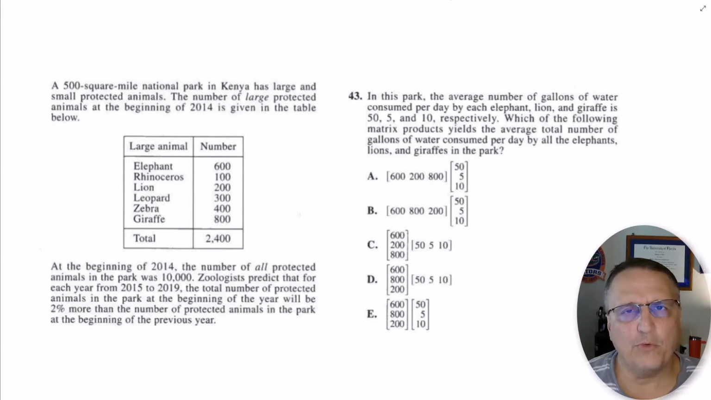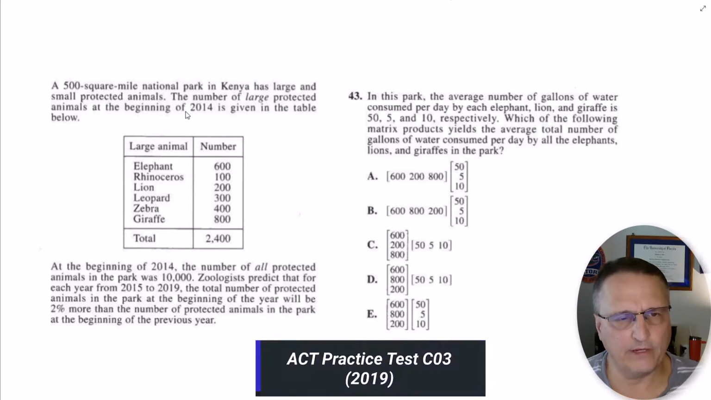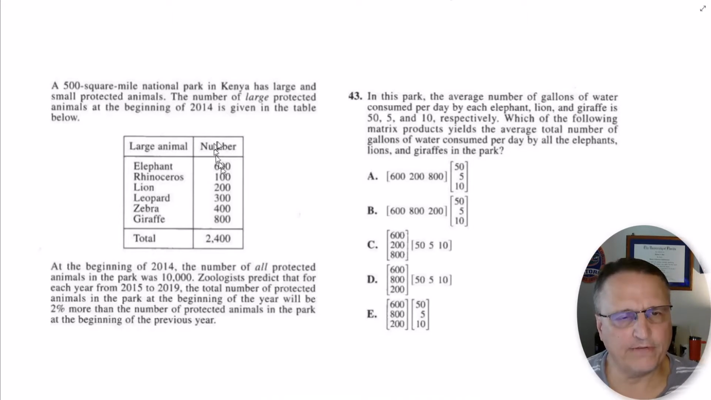For our last video, we're going to see how we would use matrices to solve a word problem. Here we have a 500 square mile national park in Kenya that has large and small protected animals. The number of large protected animals at the beginning of 2014 is given in the table below. This table has 6 large animals, and it gives the respective number of animals at the national park.